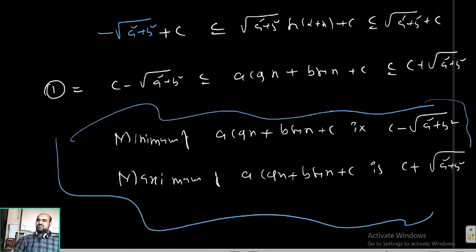Okay. Again, I want to explain the meaning of that. For example, a question is given: cos x plus 2 sin x plus 3. What is the minimum value of this? What is the maximum value of this? What is the meaning of that? Here, x is a variable. x is any real number.